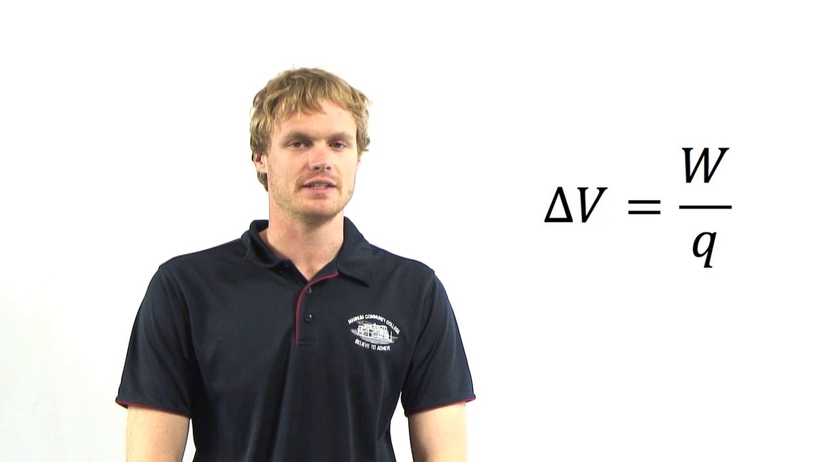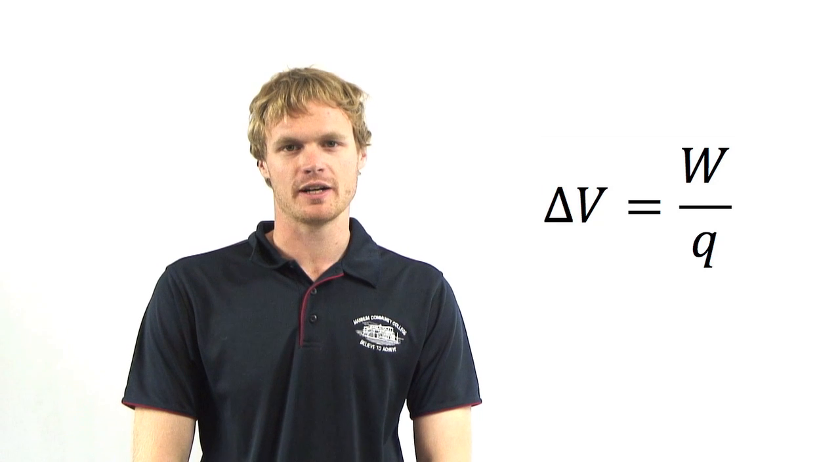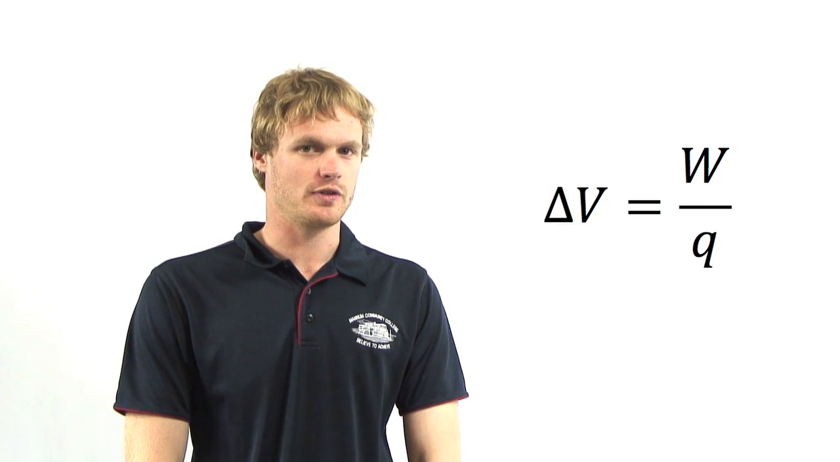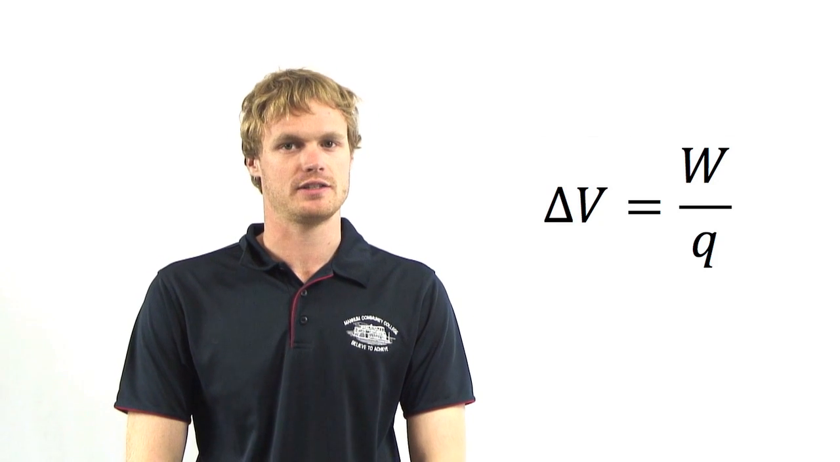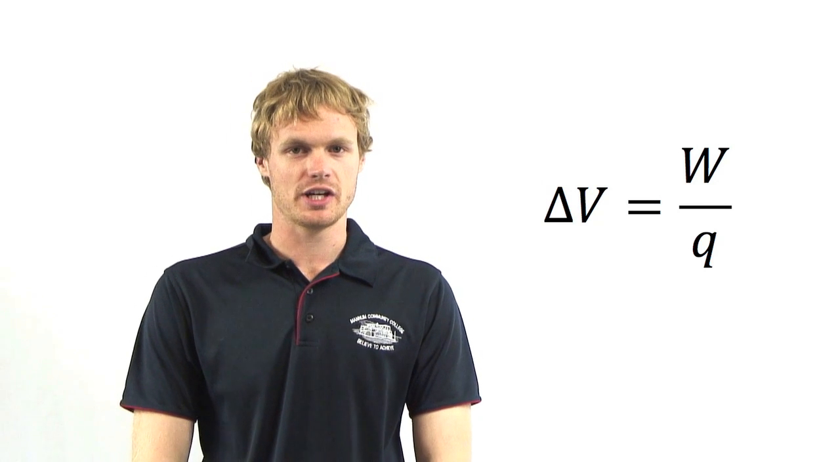Now the formula to work out the electric potential difference is delta V is equal to W on Q, where W is the work done in moving our positive test charge, in units of joules, and Q is our charge. So the normal units for W are joules, like I said.